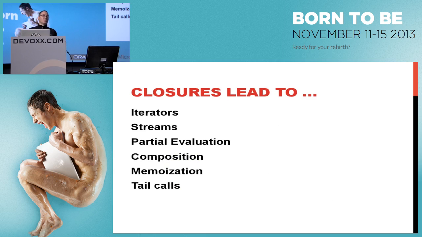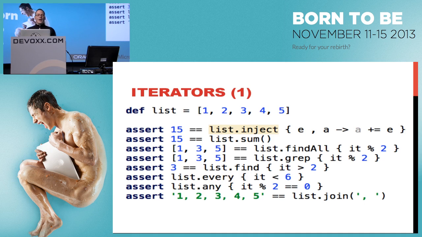Now that we have functions, then we can talk about more things. For example, of course, iterators and streams. We'll get streams in JDK 8, partial evaluations, which we call currying, composition, memoization, and perhaps tail call optimization. Iterators, you will see these things coming in JDK 8, but we have had these iterative methods already in what we like to call the Groovy Development Kit, GDK for short.